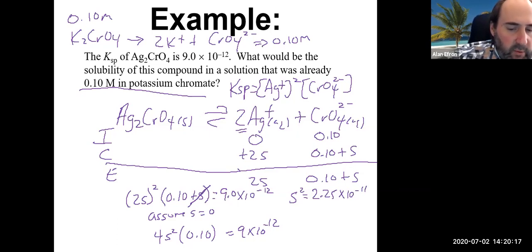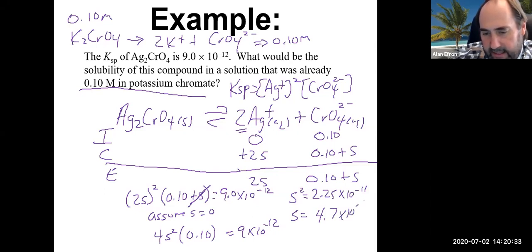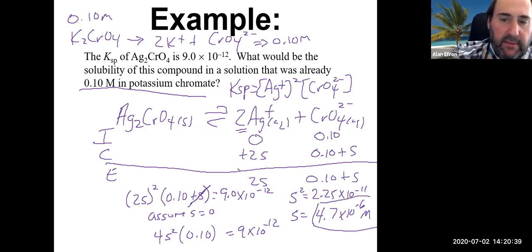We want to square root it. And if we square root, it looks like we end up with s equal to 4.7 times 10 to the minus 6. Again, this would be the molar solubility in this particular case.